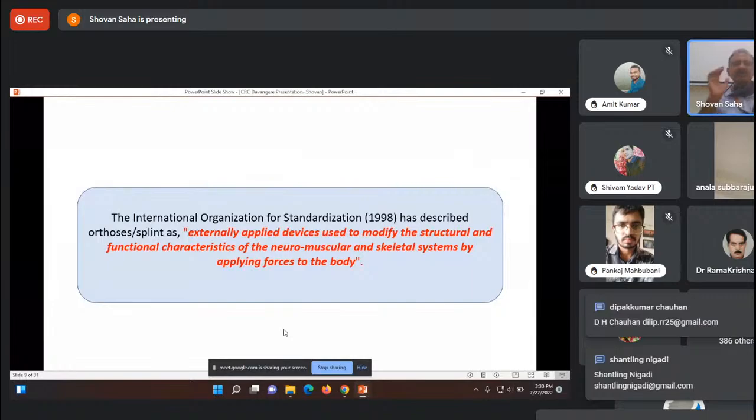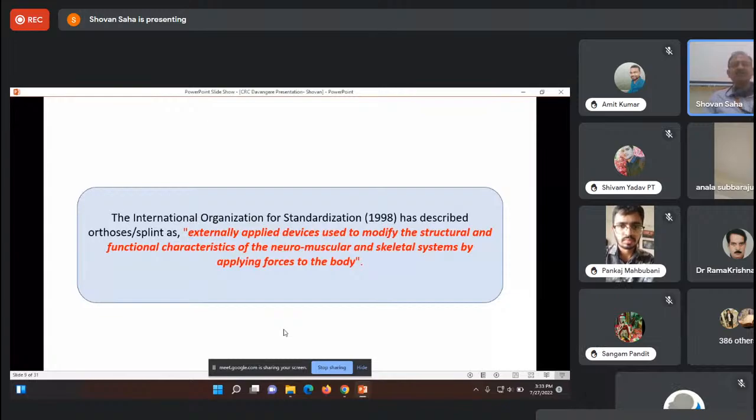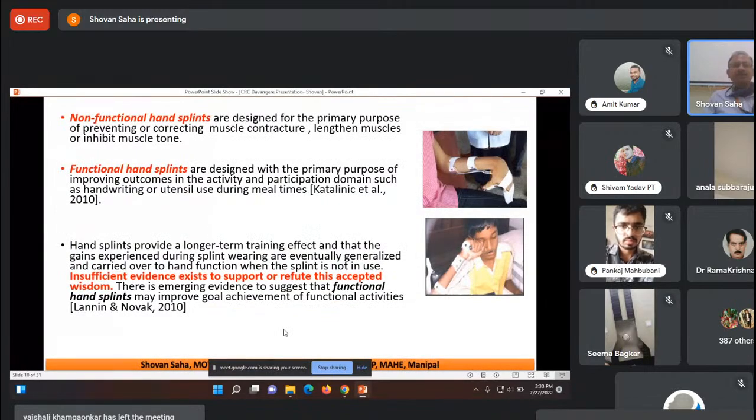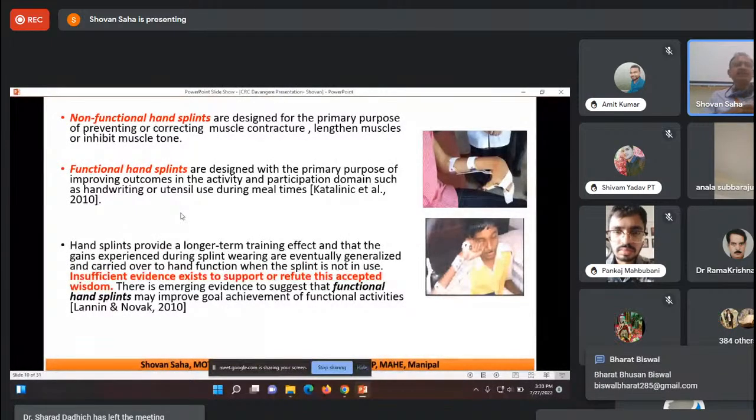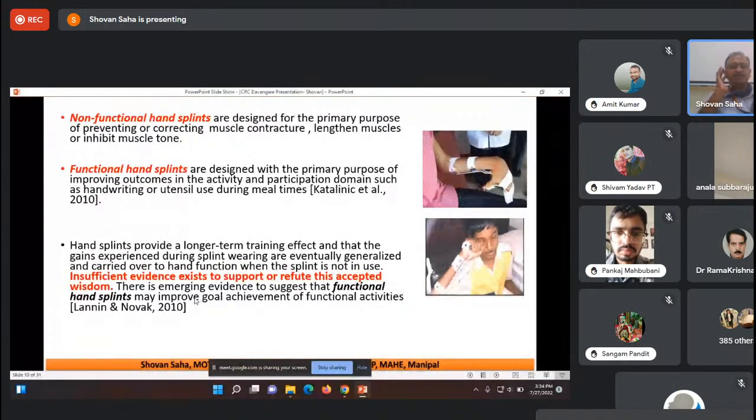So this is a standard definition: externally applied devices used to modify the structural and functional characteristics of the neuromuscular and skeletal systems by applying forces to the body. There are some text matters, I will try to rush through them. You have non-functional hand splints and functional hand splints. These categories have been made in the literature. So when we are working on this, we need to identify whether there is a need for a non-functional splint or a functional splint. That understanding has to be there.